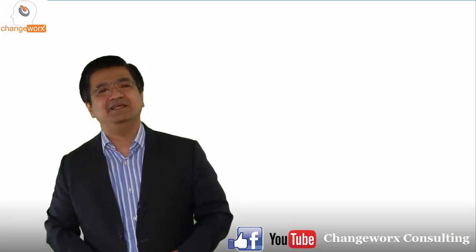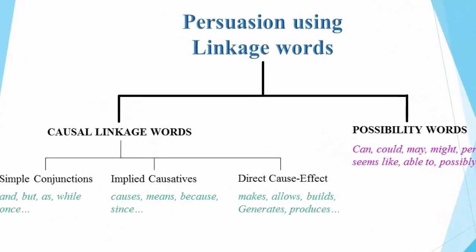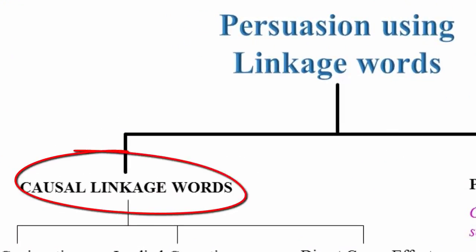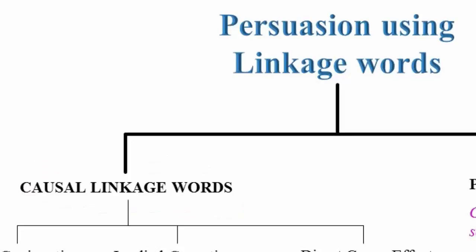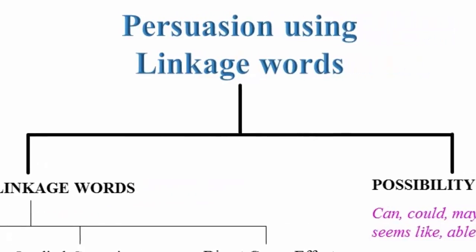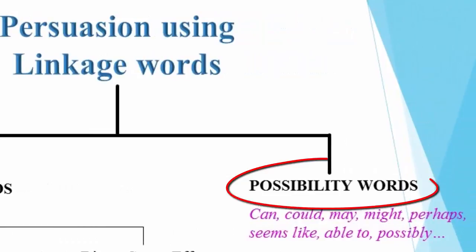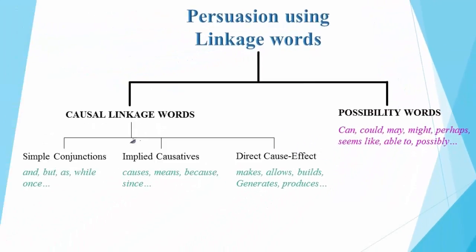Well, there are basically two broad categories of words. The first is a set of words which we call the causal linkage words that seamlessly link or connect two distinctly different ideas or concepts or sentences and make them feel like one. The second is a set of words that create a sense of possibility or plausibility, a sense of credibility or feasibility with respect to the suggestions that you install in the listener's mind.